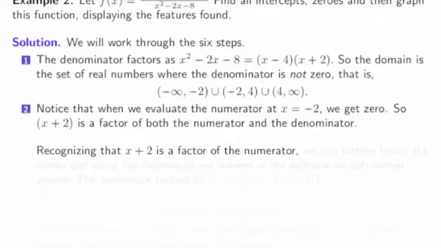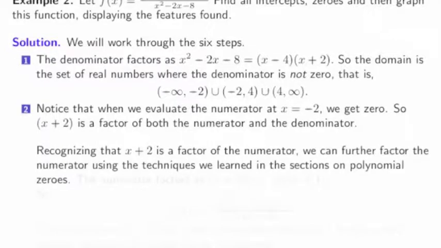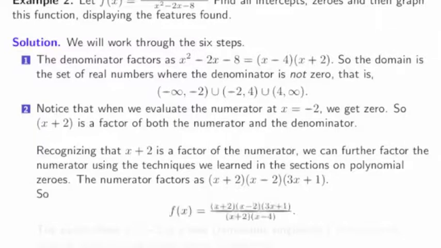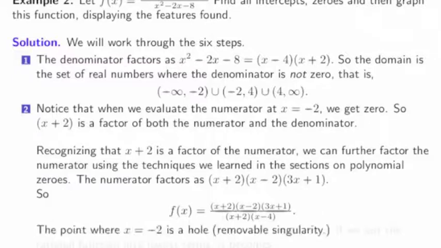Recognizing that x plus 2 is a factor of the numerator, we can further factor the numerator using the techniques from an earlier section. We could do synthetic division with x plus 2, and discover that the numerator factors into x plus 2 times x minus 2 times 3x plus 1. So I have factored my numerator and denominator and rewritten my rational function this way. Now, x plus 2 is a factor of both numerator and denominator.